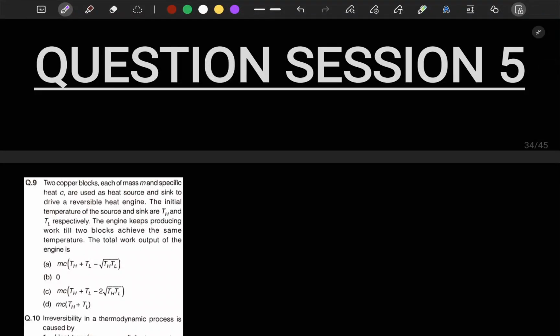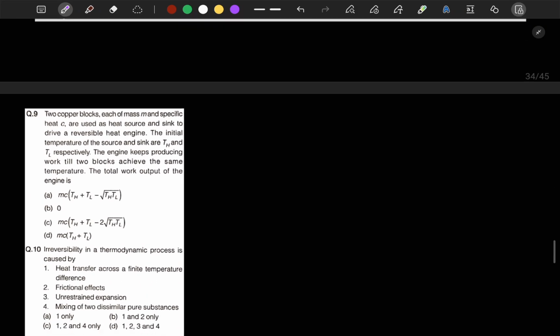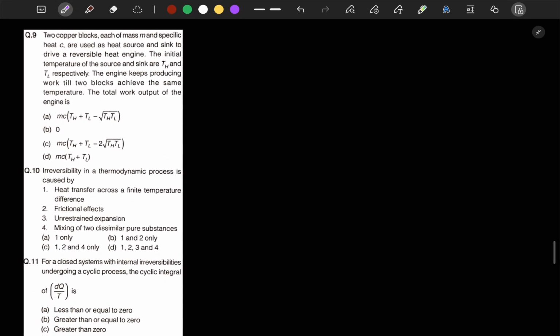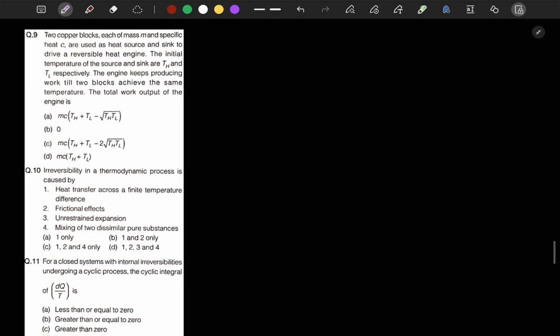So in the last question session we discussed the second law of thermodynamics and some part of entropy. In question session 5 we will be discussing the remaining questions of entropy, and after that we will also try to cover the questions on exergy. Okay, so let's start with question number 9.